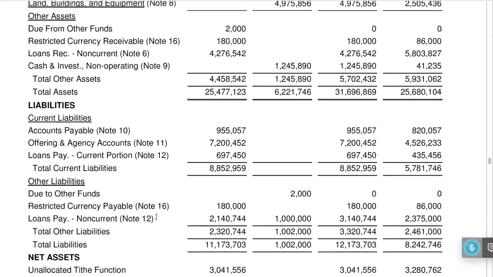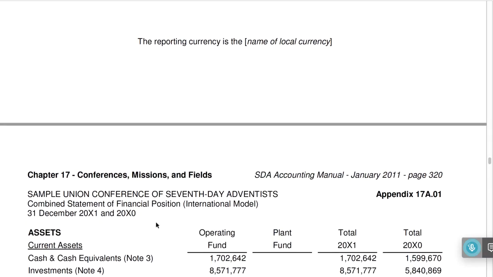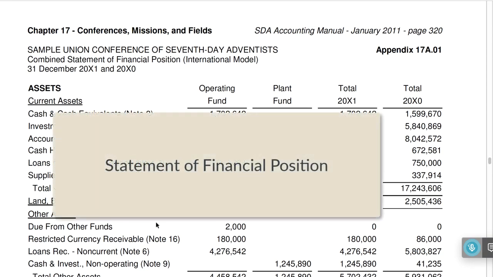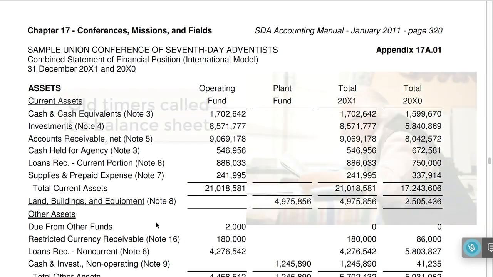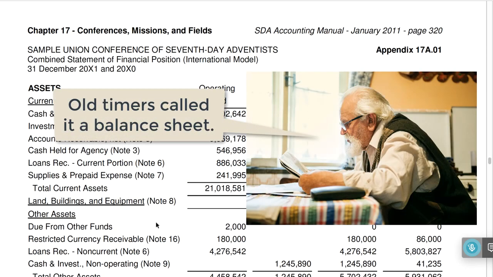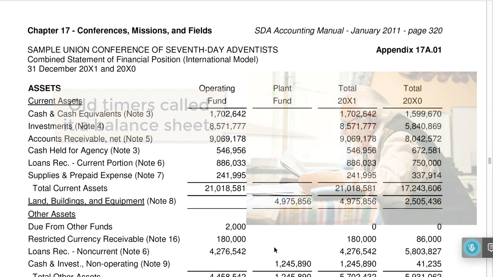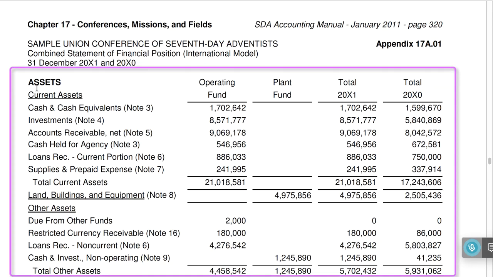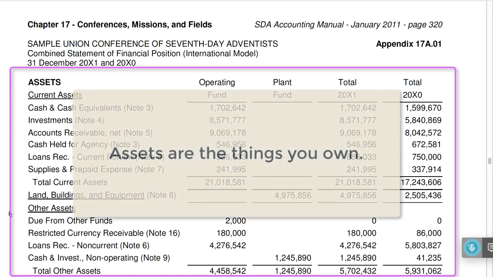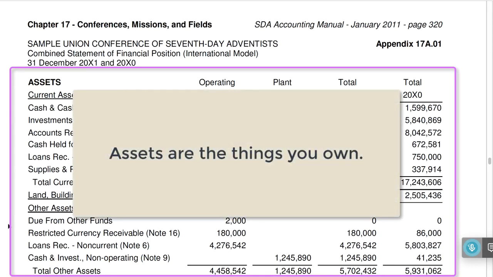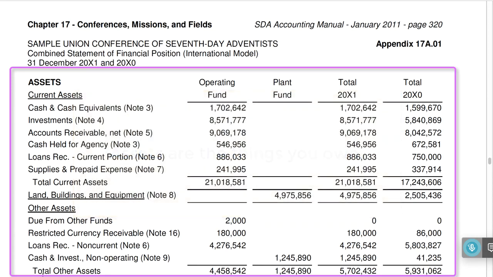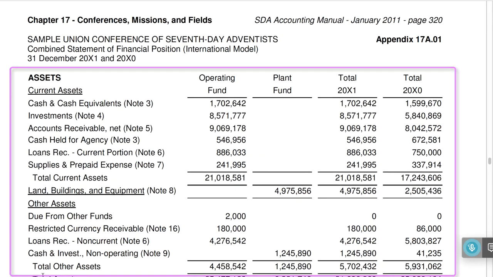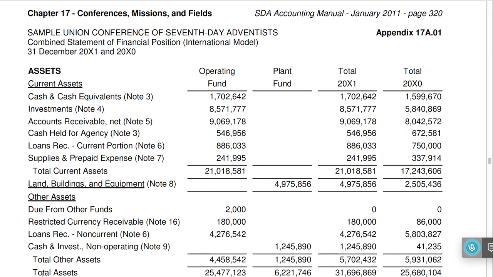Our purpose today is to get an orientation to this statement of financial position. The statement of financial position used to be called the balance sheet. And the reason it was called the balance sheet is that it balanced. Let's just take a peek at that. We have the assets at the top. The assets are the things the organization owns, and then what are the claims against those assets? They're at the bottom.